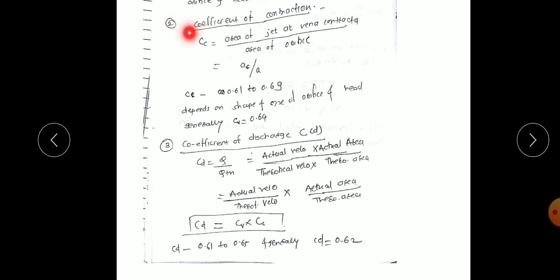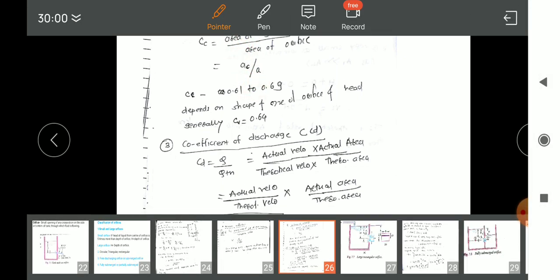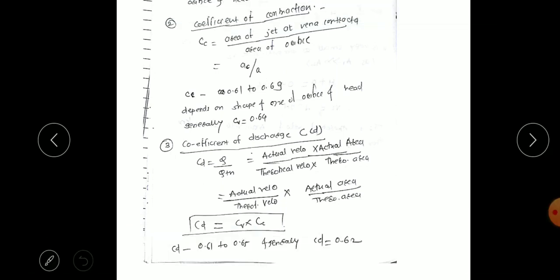So second one is coefficient of contraction. We already used it in the orifice meter. Coefficient of contraction is the area of the jet at the vena contracta, meaning where the minimum area is, upon the area of the orifice. So we can take Ac upon A. So we can consider this is the orifice diameter through which the flow passes, and this is the vena contracta diameter. So accordingly the coefficient of contraction is Ac by A.